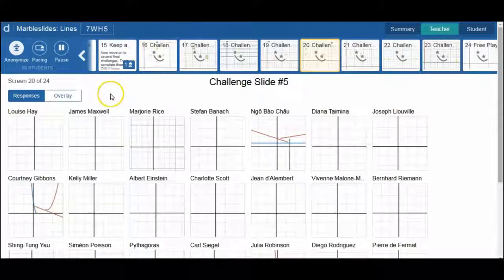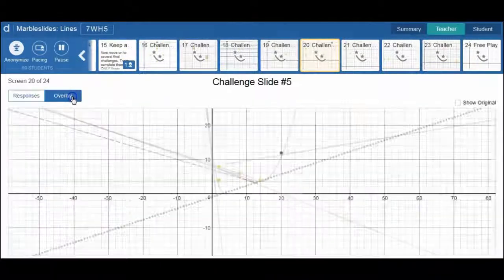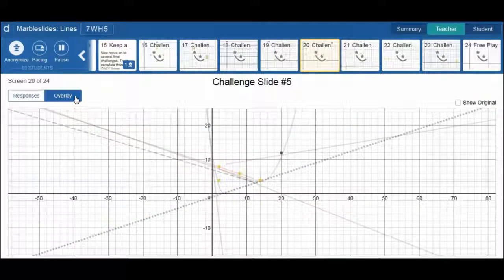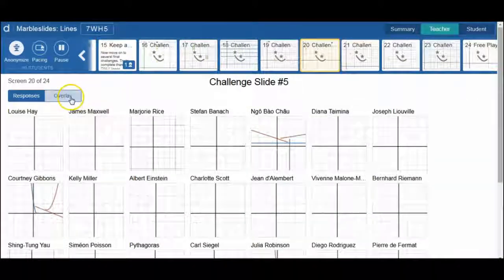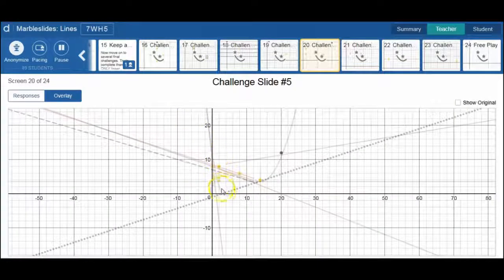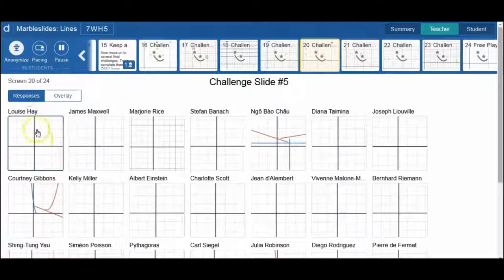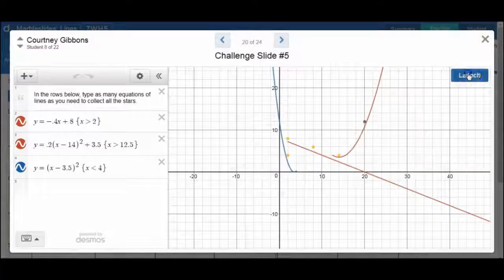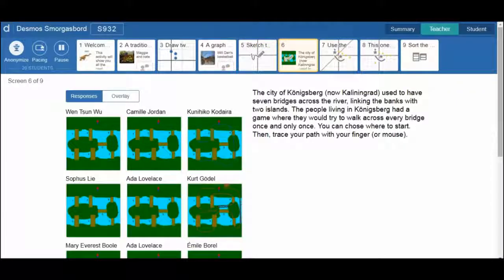Now, the overlay feature can also be used to start a discussion, even when more information is needed to continue it. When I overlay this marble slides graph, I might get some information about what methods students have chosen to use, but it could be difficult to use the screen to have an in-depth discussion. Our class had questions about the parabola-shaped graph, and for that, we needed to go back to look at the student's individual response.